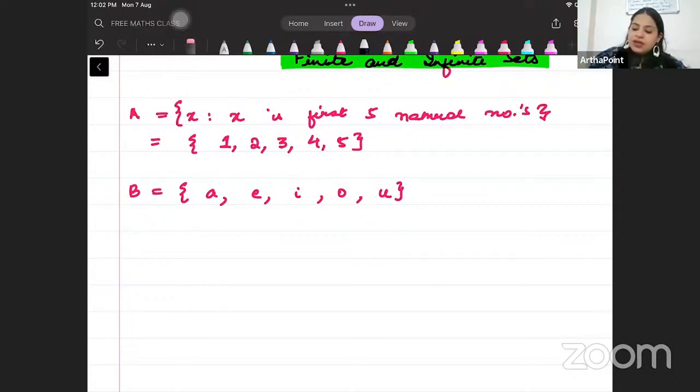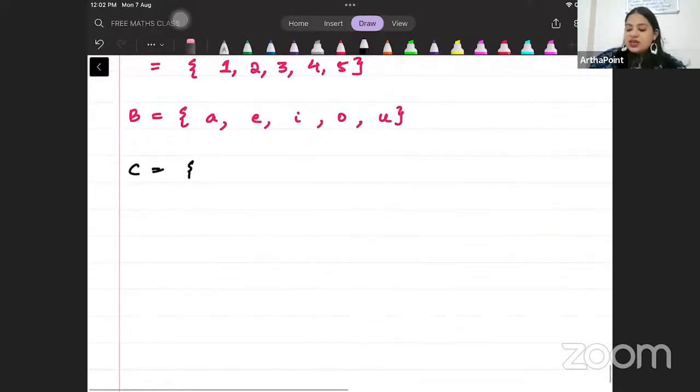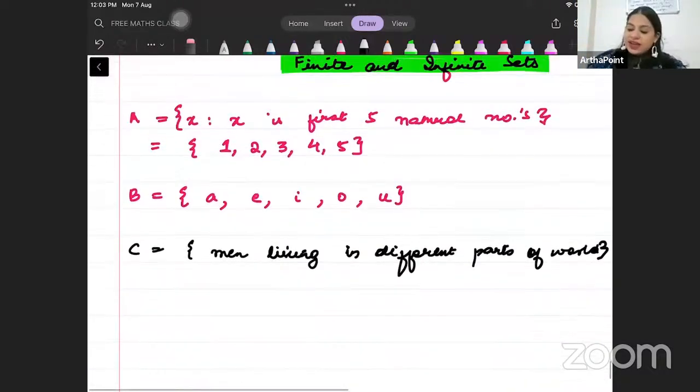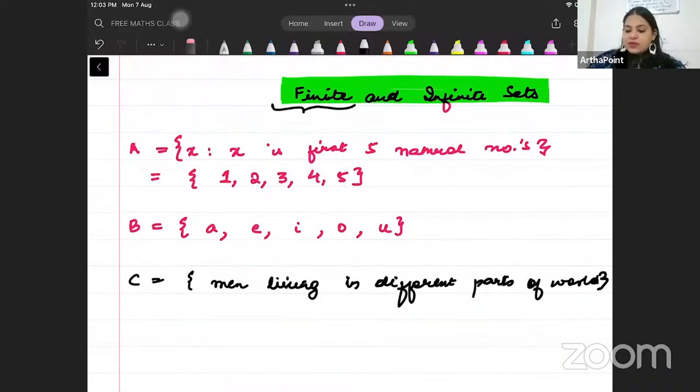But अब एक example लेके देखो. C, and I'm saying C contains all the men living in different parts of the world. But this is not finite. This is infinite. I don't know how many people are living currently in this part of the world. If I start naming them, this will be an infinite set. So beta, finite contains a finite number of elements and infinite contains an infinite number of elements. Clear hai ye baat ekdam?